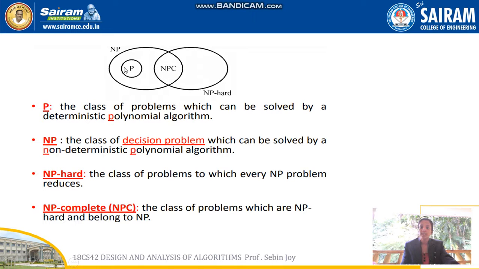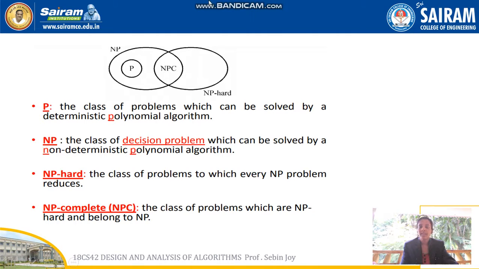So P is a subset of NP, and NP-hard and NP have an intersection here, which is called NPC. These are two different sets of problems. But NP-hard, as a subproblem, is this which can be reduced from NP; that is called NP-hard. So the intersection of these is the NPC.